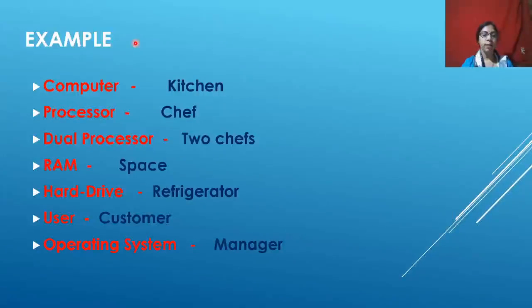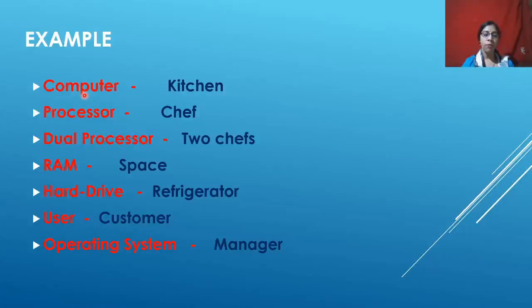So let us understand the operating system properly with the help of an example. On the right side you can see these are the words which are familiar to the computer, and these are the words which are familiar to the restaurant. We are going to compare our computer system with the restaurant. In every restaurant we have a kitchen. In the kitchen they cook the food whatever the customer is demanding. So the kitchen is like a computer.